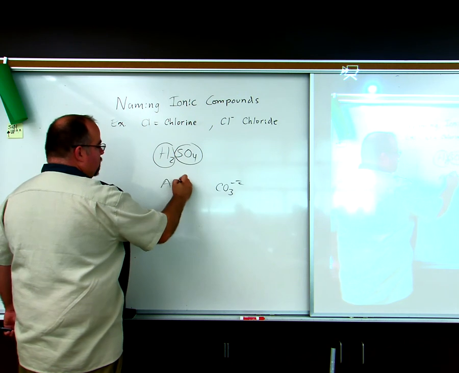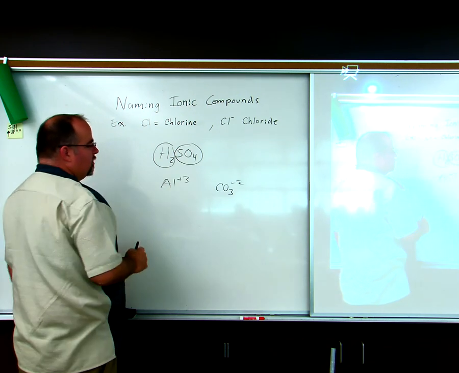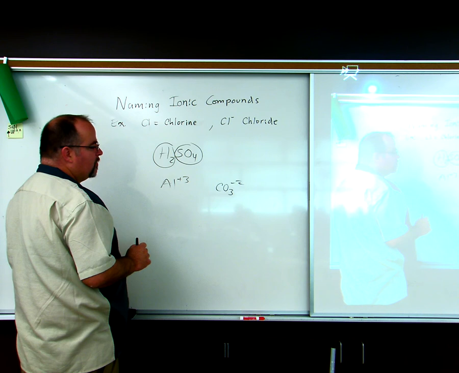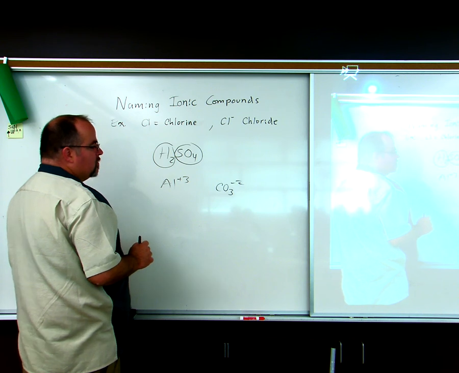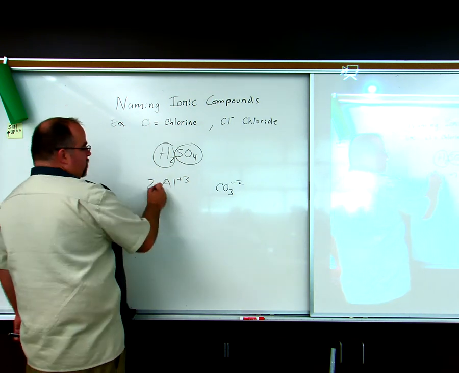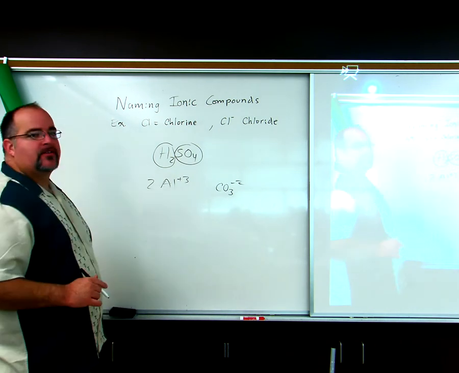Well, let's get rid of this one. Let's write it again. Aluminum +3. So which one would you need 2 of? The aluminum or the carbonate? Yes, because 2 times aluminum is going to be plus what? +6.